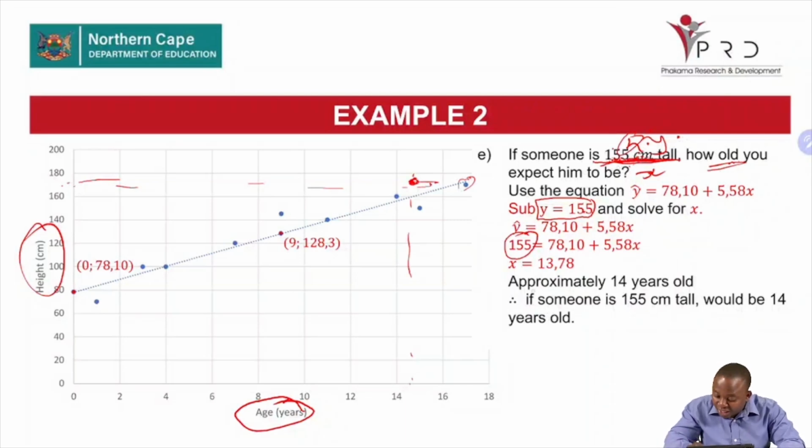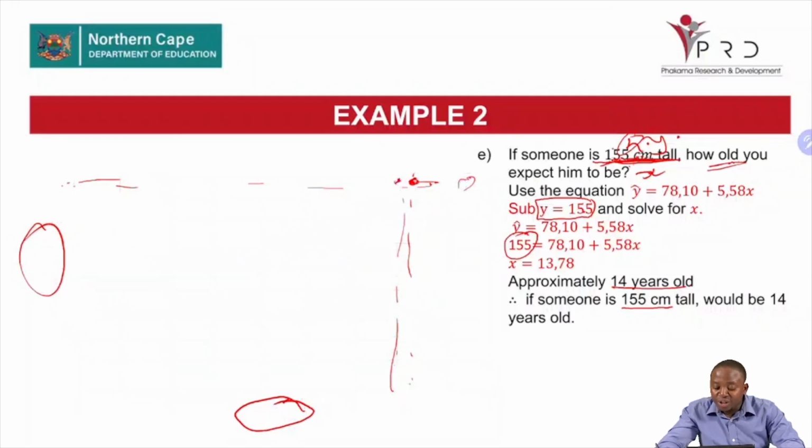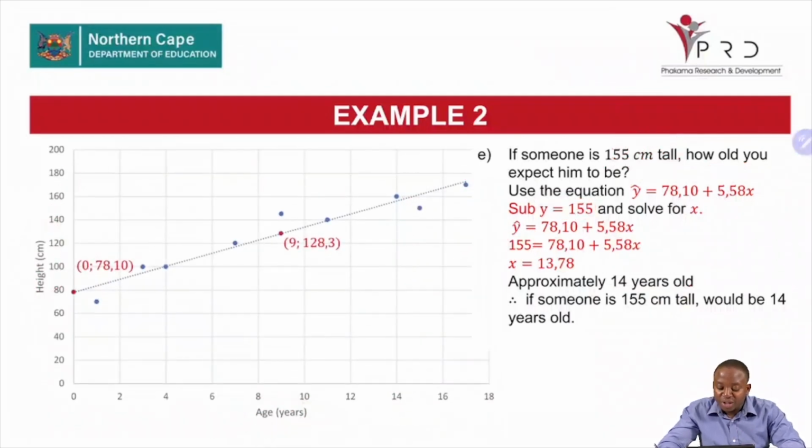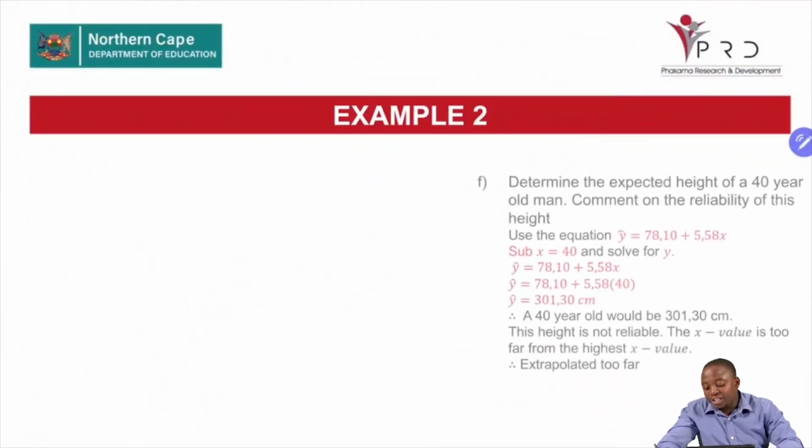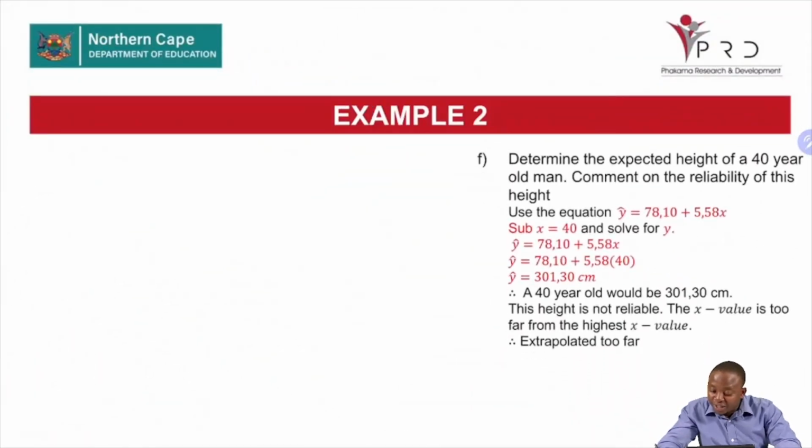So the interpolation gives approximately 14 years old. If someone is 155 centimeters tall, they are predicted to be around 14 years. So that is the age in this case. Right, so that is what we are dealing with. That's how we apply interpolation and extrapolation. Just to go back a bit to our table.